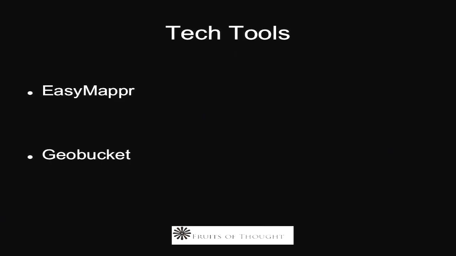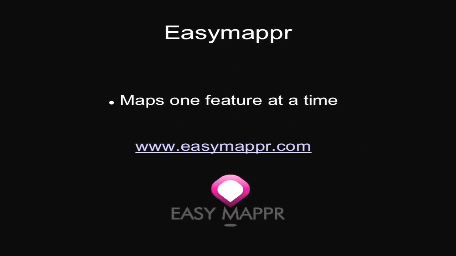We've gone on to build technology tools that are easy to use. These are basically two tools, Easy Mapper and GeoBucket. And you can use this for mapping with OpenStreetMap. Easy Mapper is an application that maps one feature at a time. So if you need to do mass mapping of, say, health centers, if it's a crisis setting, all you need to do is customize this application and do mass mapping of the health centers that you want to do.